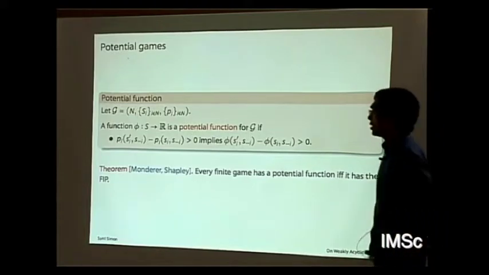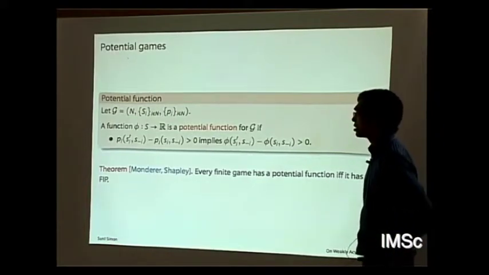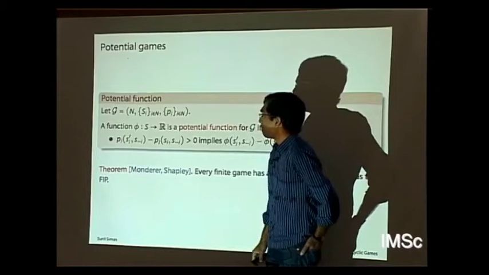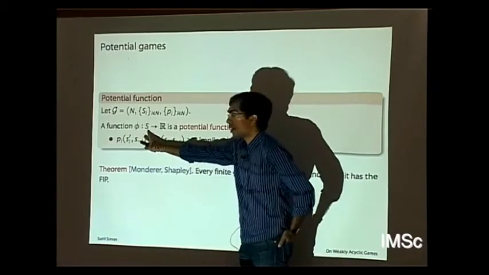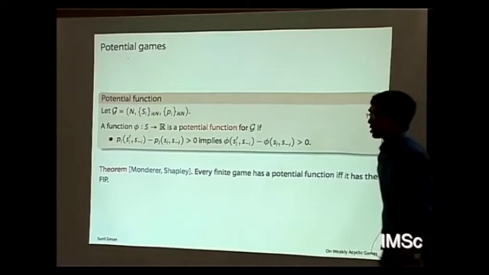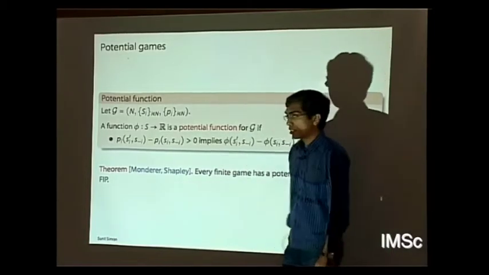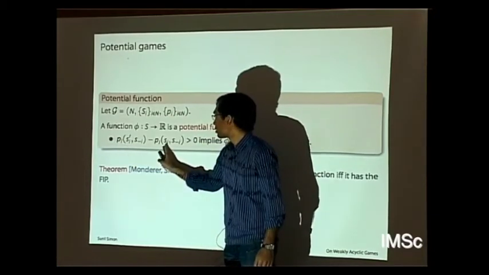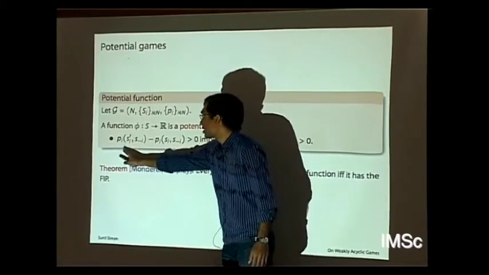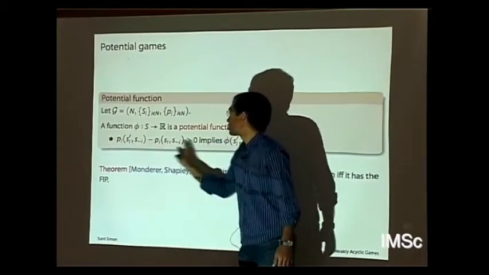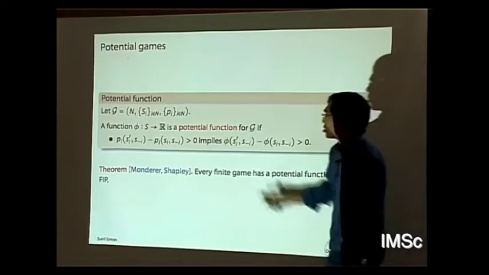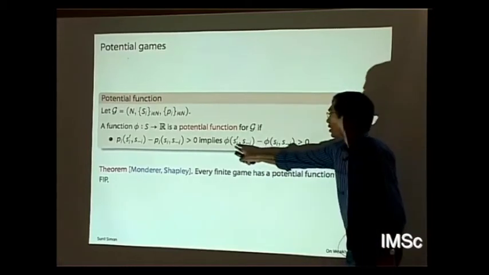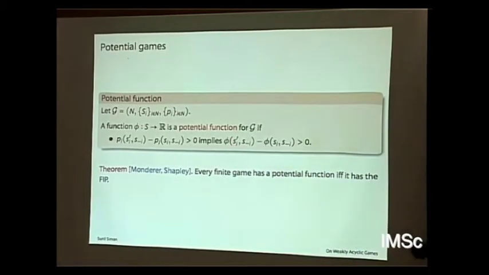So there is a very nice technique to do this, and it's called the potential function. So suppose you're given a strategic form game, something like this. A function phi from the set of strategy profiles into the set of real numbers is said to be a potential function if the following condition is satisfied. Okay. So you take some player i. Suppose player i switches from si to si prime, and his payoff strictly increases, so the difference is strictly greater than 0. Then it also means that if you apply this function phi on this new profile, then the value of this function also strictly increases.